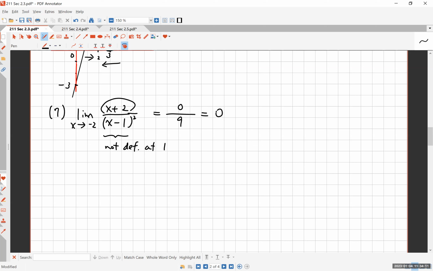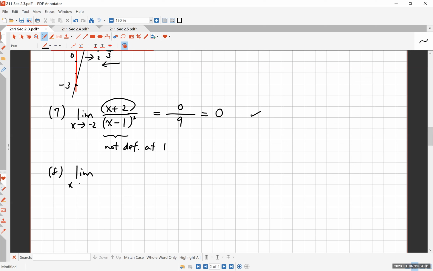So here, because rational functions are continuous at every point where they are defined. That's something that you will learn later. But if you can plug in, go ahead and plug in. 0 over 9 is 0. Okay, so that is actually the limit of this function. That is the correct answer.